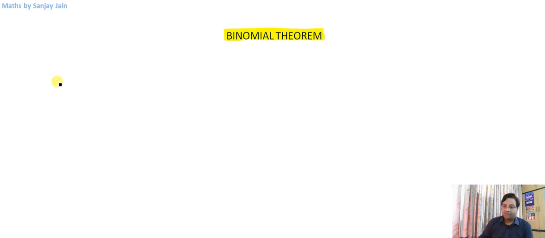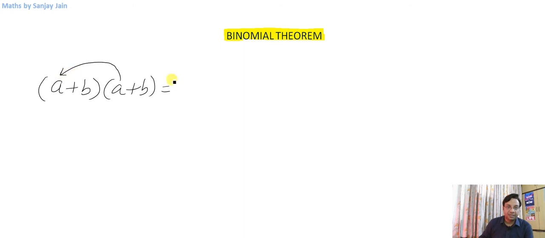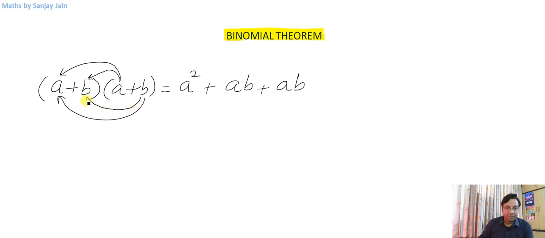See, in our previous classes, 6th, 7th and 8th, we have already learned what is (a plus b) into (a plus b). How do we do that? What we do is we take a from this bracket, multiply it with this. Then we say this is equal to a squared. Then we take this a and multiply it with this b and then add it, ab. Then we take b from this and multiply it with this a. Then we say this is ab, and then we take this b and multiply it with this. So we say it is b squared.